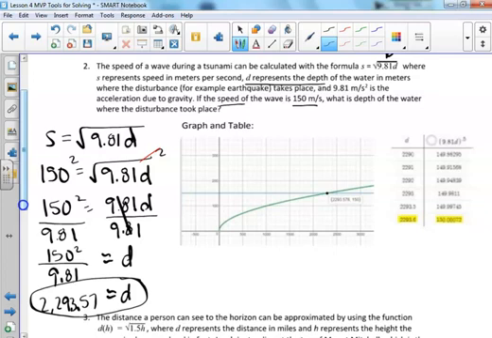Now let's look at what we got when we plugged it into our y equals in our table. So I plugged into my graphing calculator y equals the square root of 9.81x. In Desmos, notice I can plug in a d, but I can't do that on my graphing calculator. So if we're using our graphing calculator, you will want to plug in this radical function in for y1.